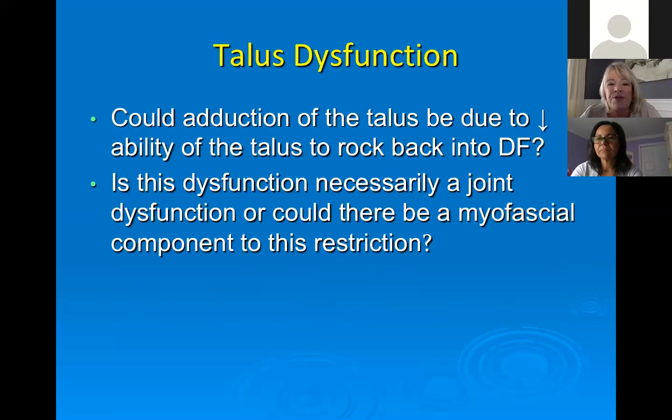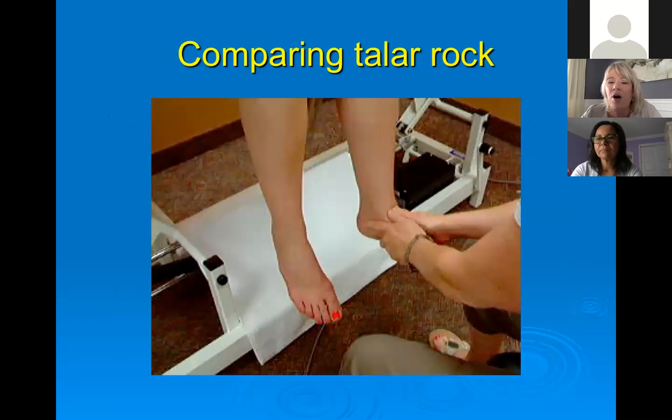So in terms of the talus dysfunction, could the adduction of the talus be due to the inability of the talus to rock back into dorsiflexion? Is this dysfunction necessarily a joint, or could it be a myofascial component? We know from typical manual therapy that we tend to do two things at the talocrural joint. One is a posterior glide. And the second thing that we assess and treat is this talar rock, okay?